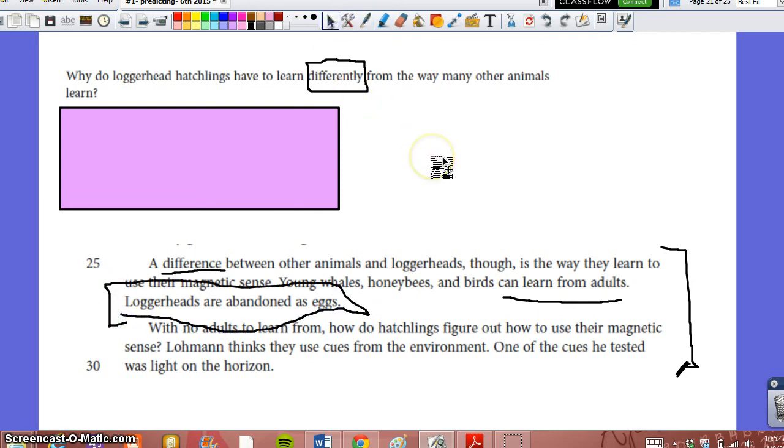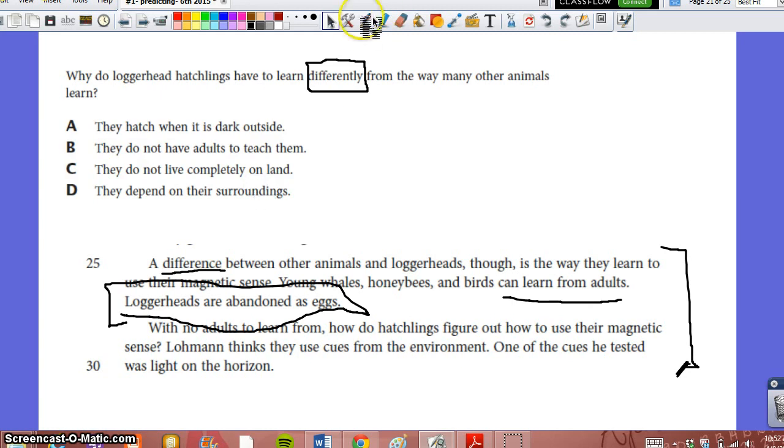Other animals have parents to teach them. They hatch when it is dark outside. No, they do not have adults to teach them. There's my answer choice.